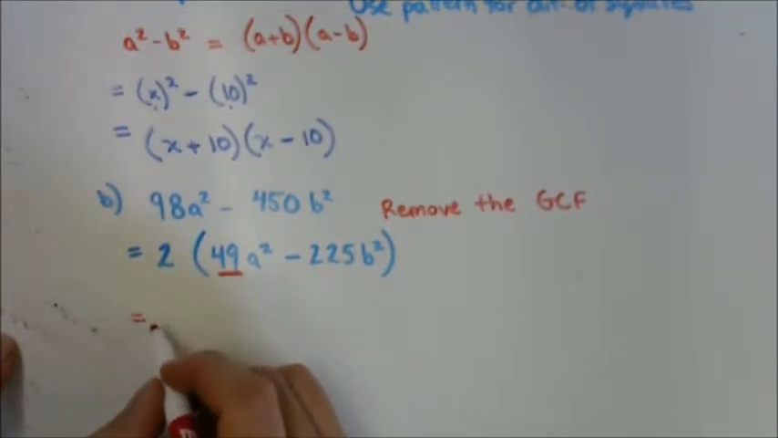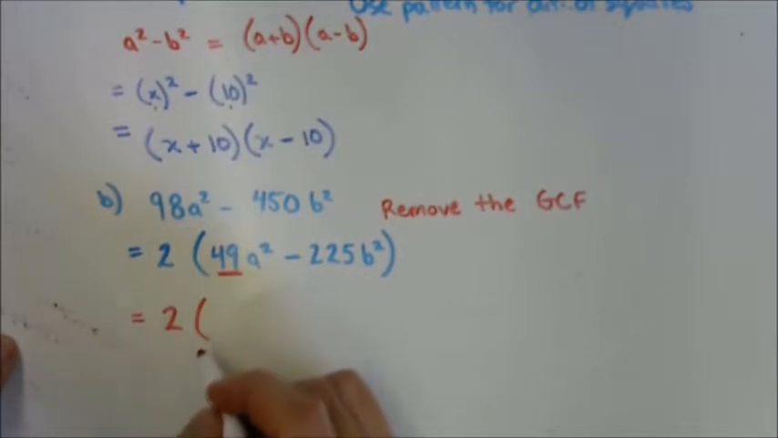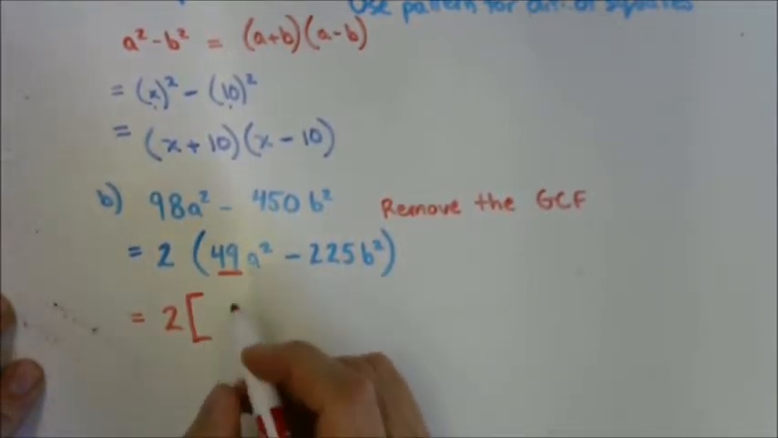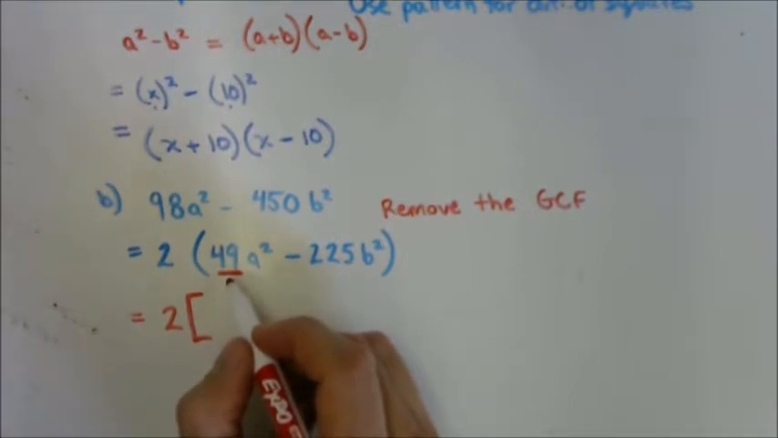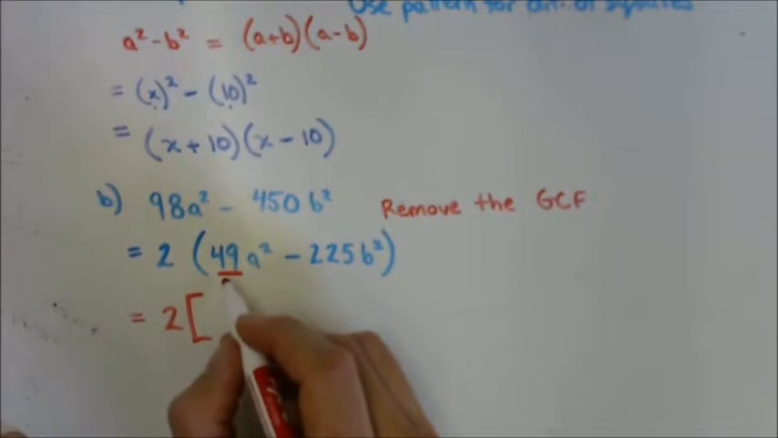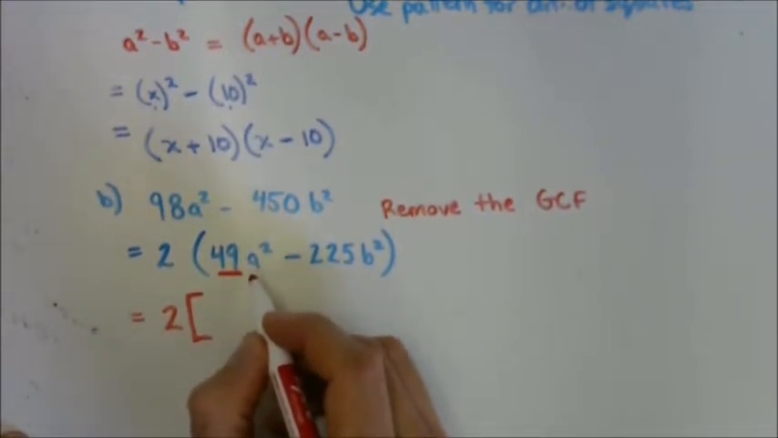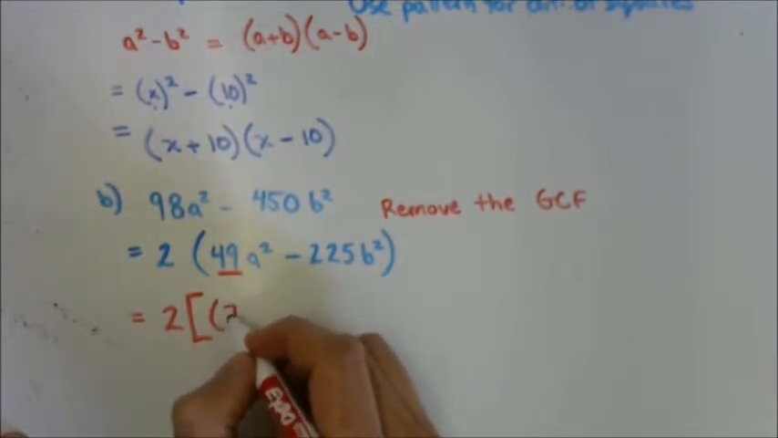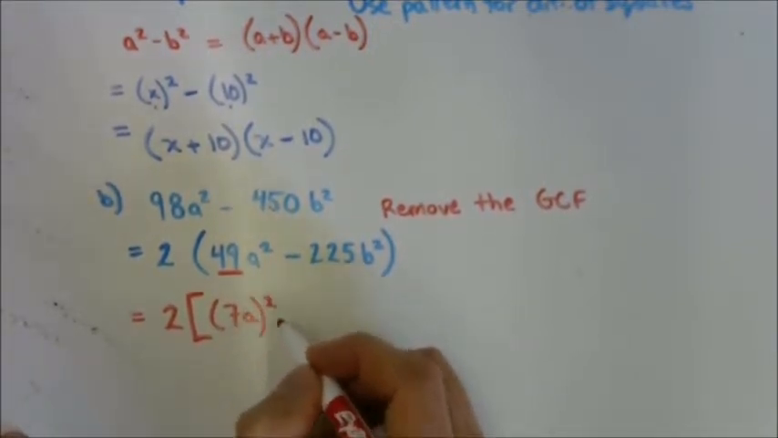Okay, well, let's rewrite this for a second already. And we're going to use square brackets. What is 49? What's the square root of 49? 7. Okay, so if we had 7a squared, would we get 49a squared? Yes. 7a squared? Yeah.